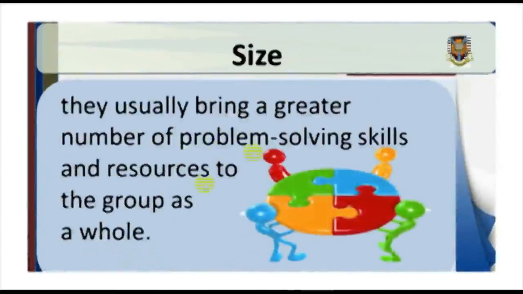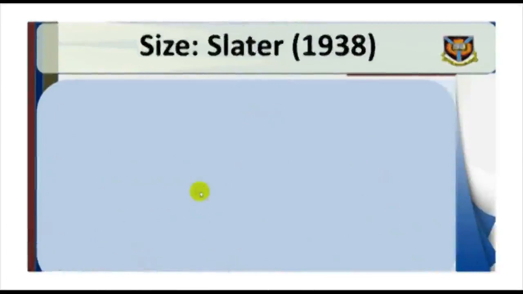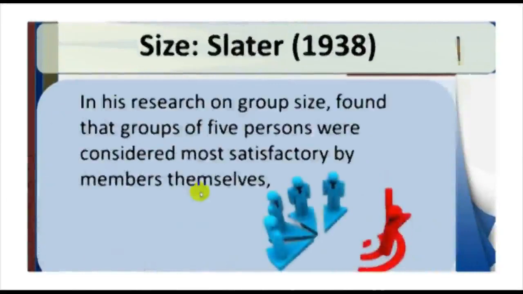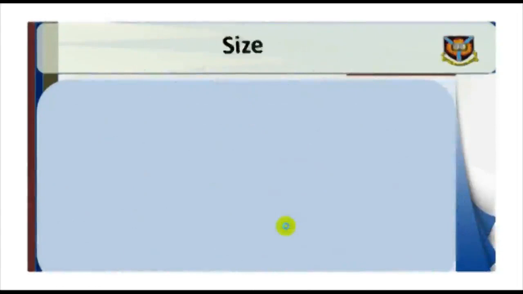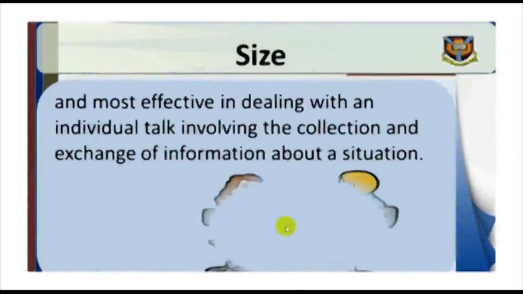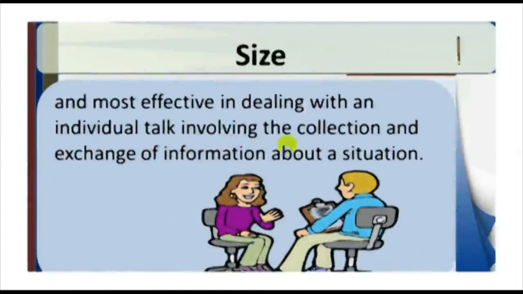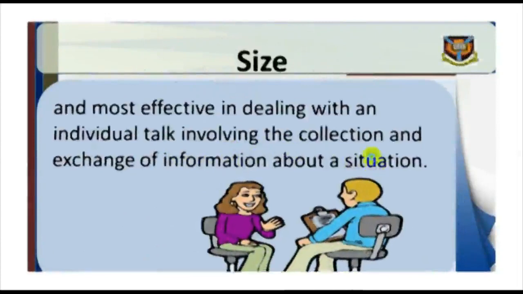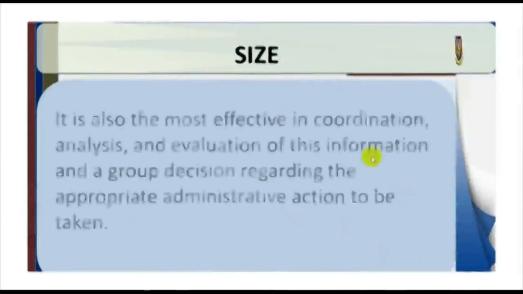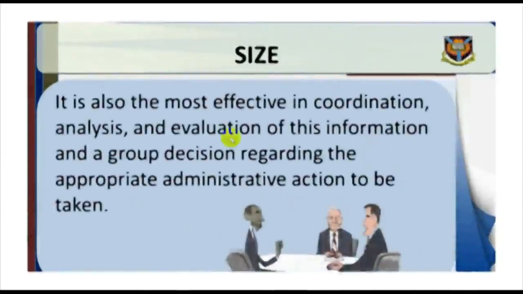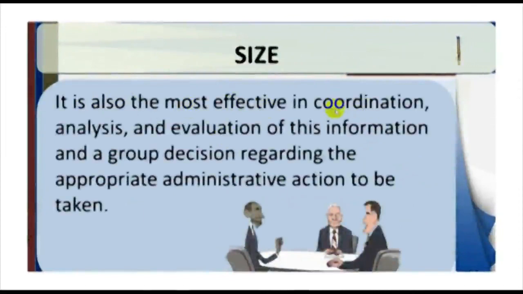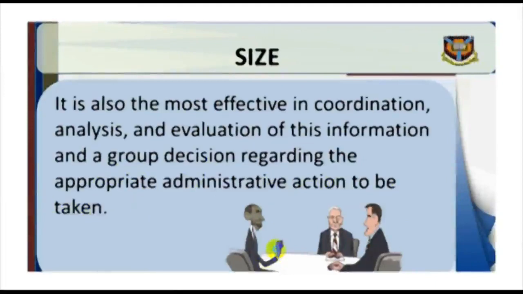In his research on group size, Slater (1958) found that groups of 5 persons were considered most satisfactory by members themselves and most effective in dealing with an individual task involving the collection and exchange of information about a situation. It is also the most effective in coordination, analysis, and evaluation of this information and a group decision regarding the appropriate administrative action to be taken.